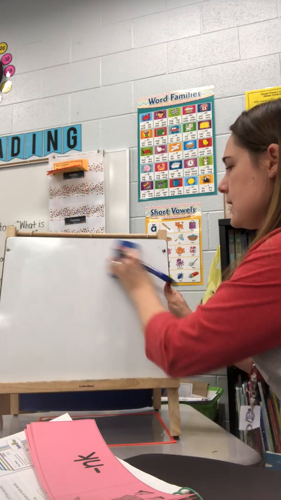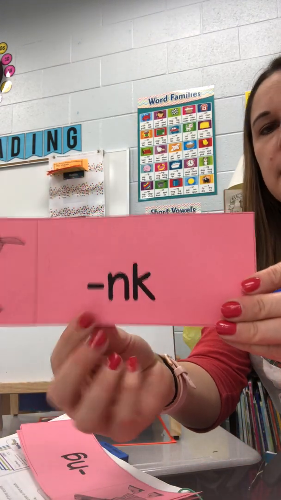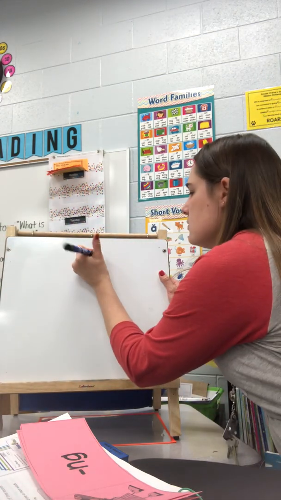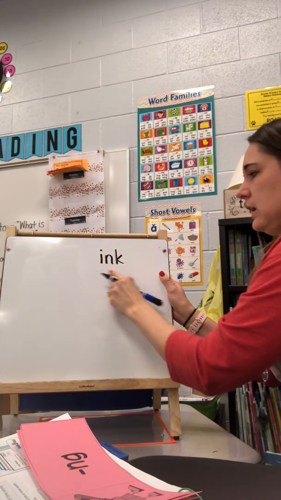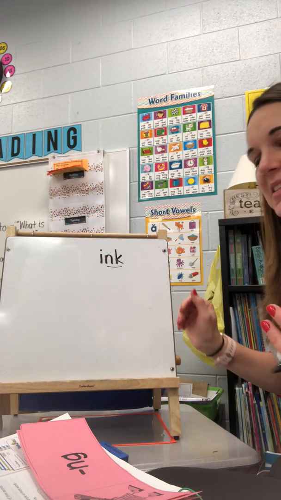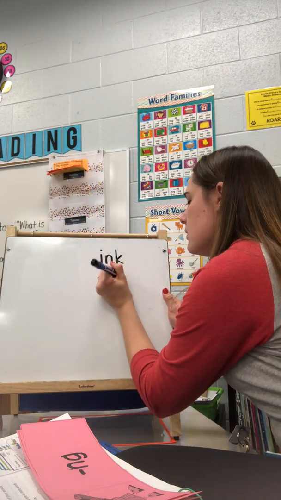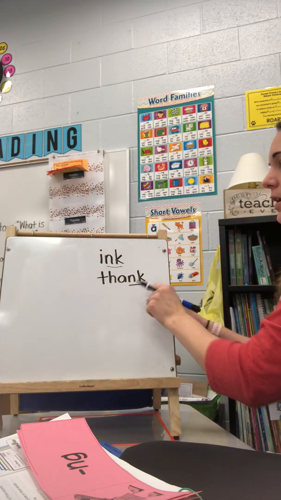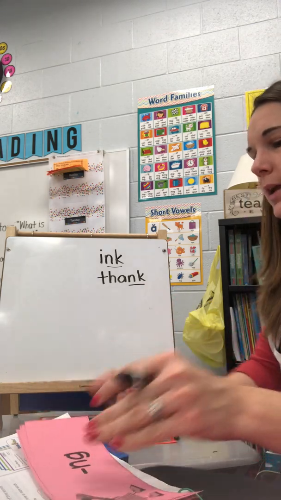All right, the next ending blend that we are going to practice is the sound unk. Unk. We could use the words ink. Ink. You hear that unk at the end? Another word we could list would be the word thank. Thank. Hear that unk at the end? That is an ending blend.